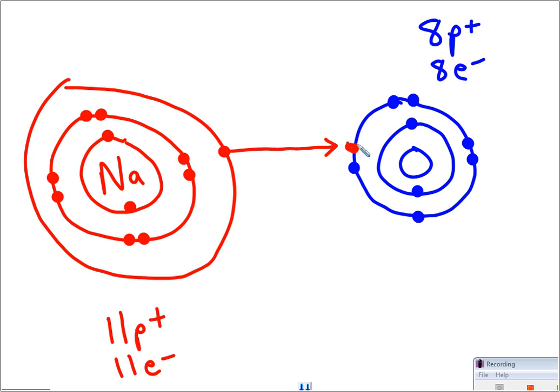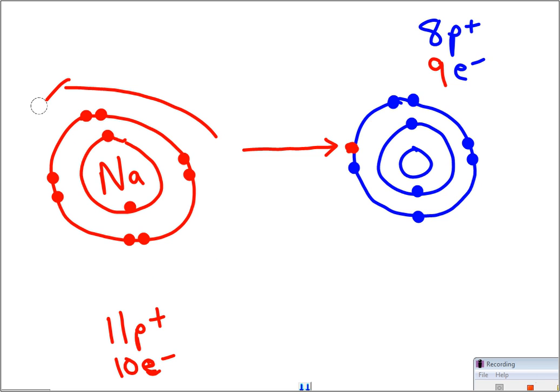And so it's going to steal that outermost electron, and when that happens, oxygen now has 9 electrons. It's not happy though, because it wants to have 8 in the outer shell. It only has 7. And then sodium here only has 10 electrons now. It has a full outer shell. Let me erase that so we don't get confused, since that electron was stolen. So sodium's happy, oxygen's not. It wants to steal 1 more.